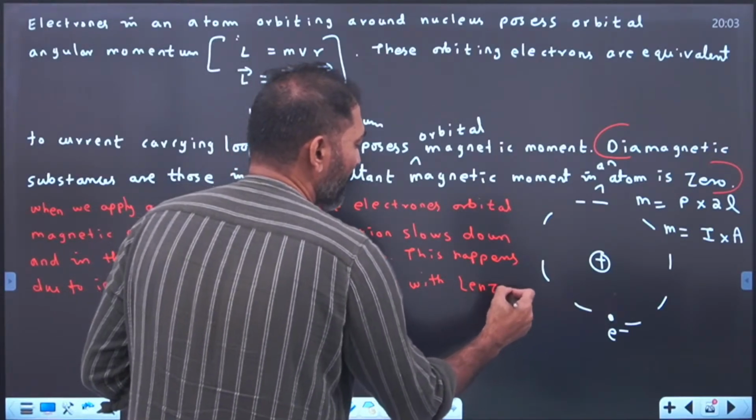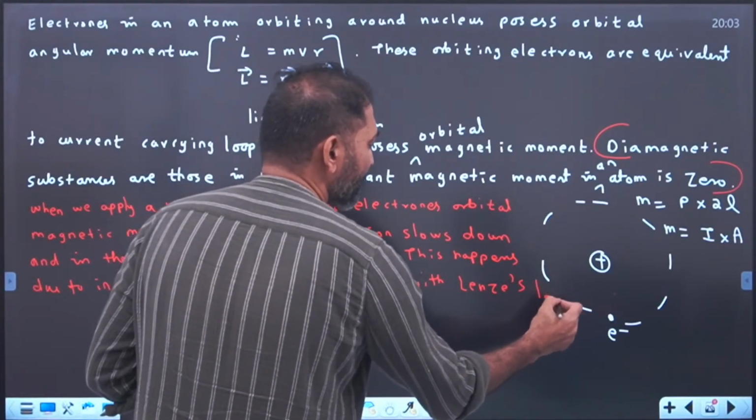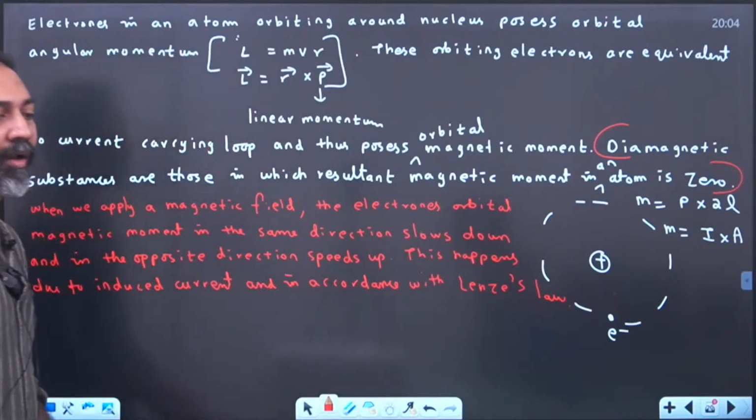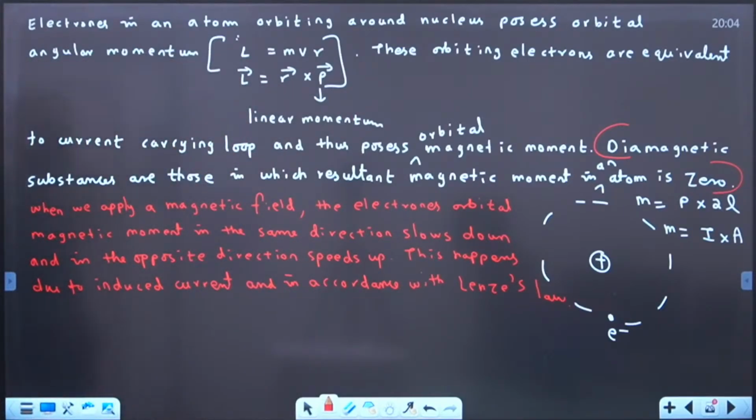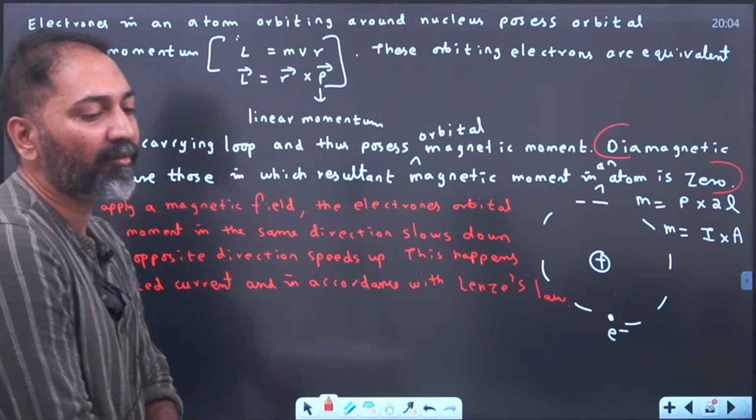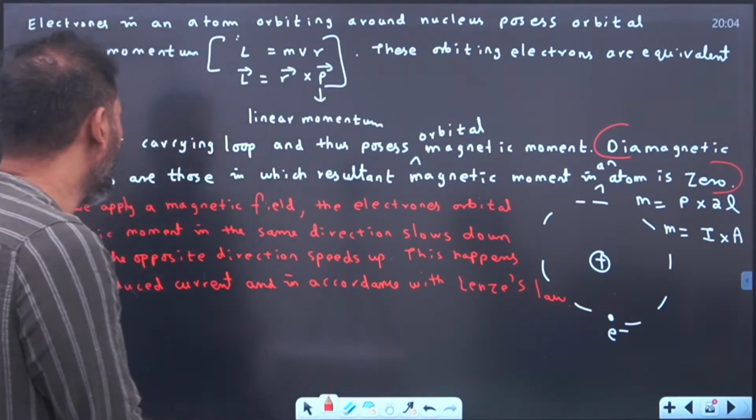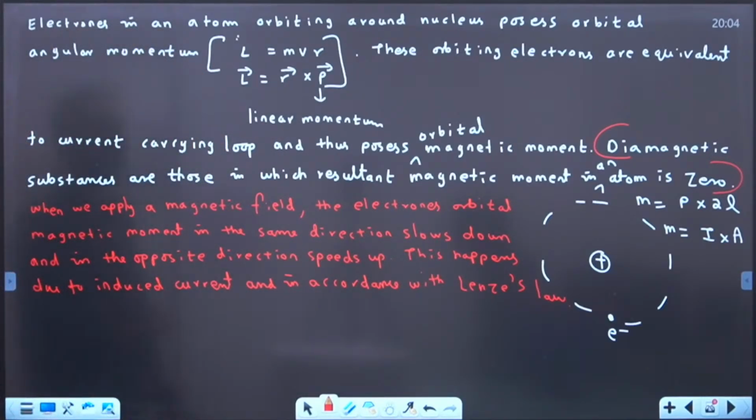Now there is a problem. This Lenz's law comes in the next chapter. That is the reason why I have written it in red letters. When we apply a magnetic field, what happens? Electrons with orbital magnetic moment in the same direction as the applied magnetic field slow down, and in the opposite direction they speed up.